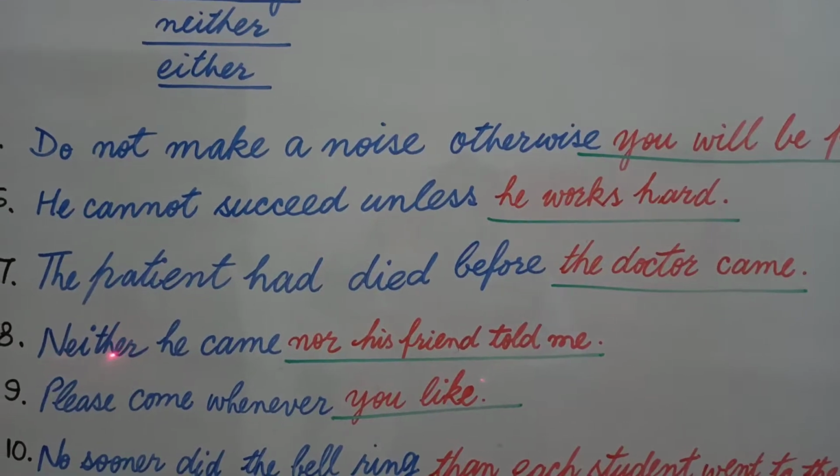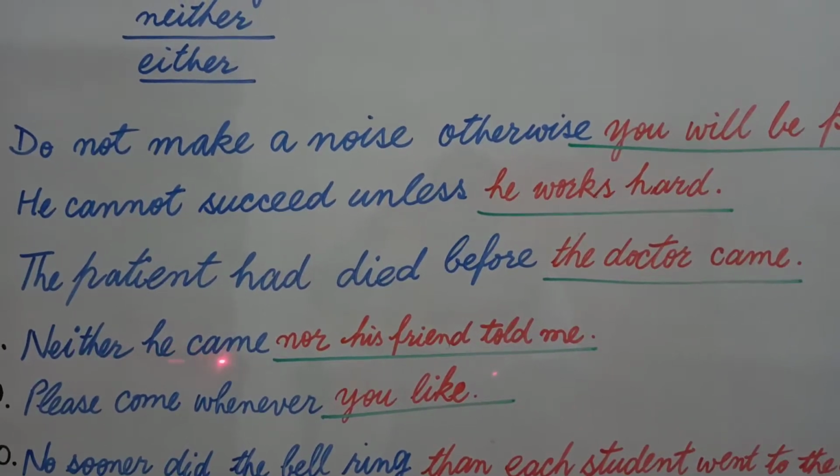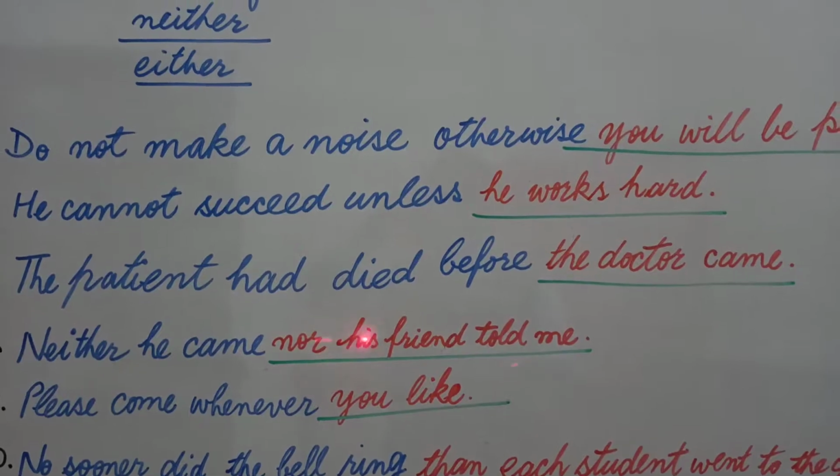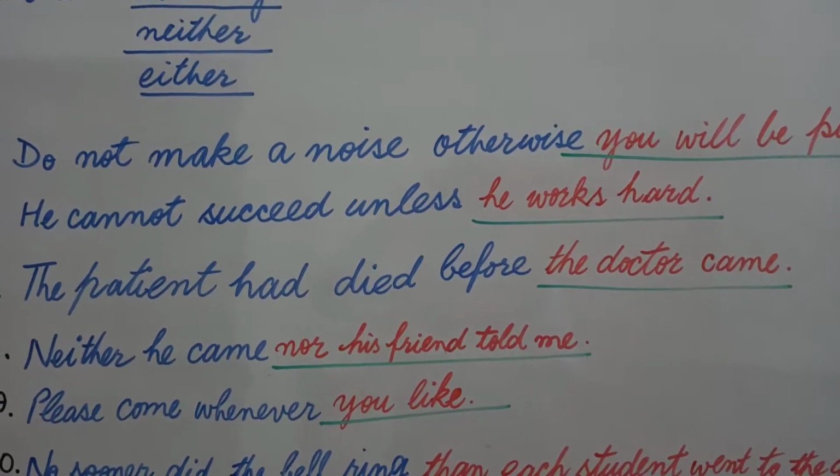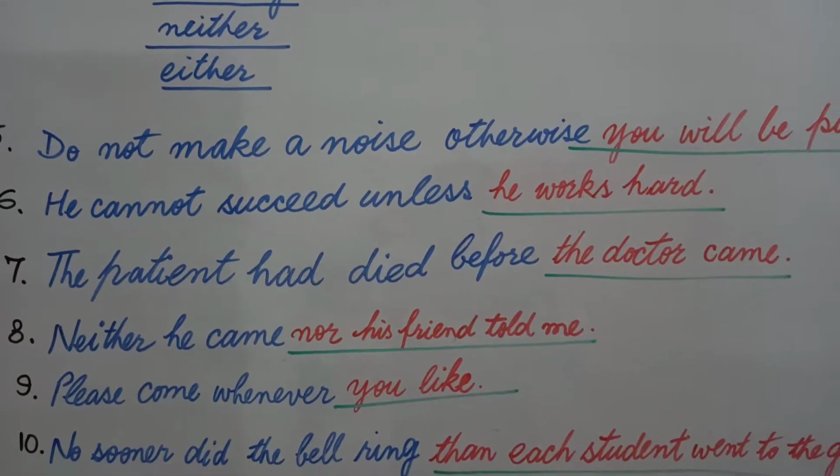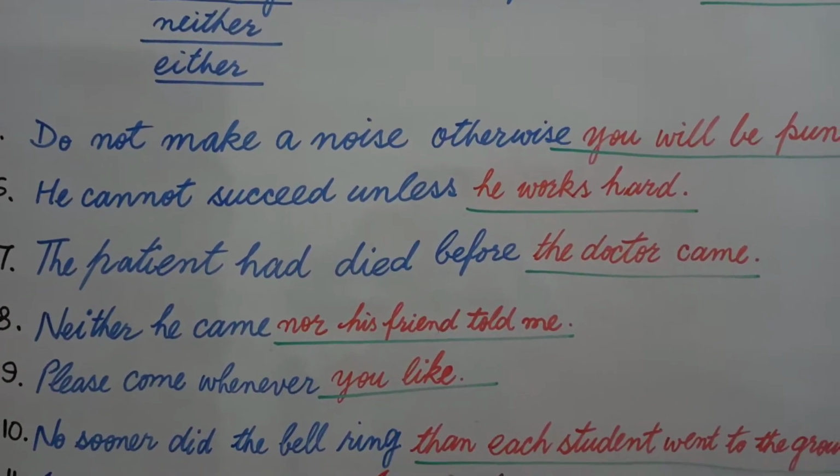I have used neither basically for he and came. So you will use nor, some other subject and some other verb too. Neither he came nor his friends told me. This is an additional rule of neither nor.